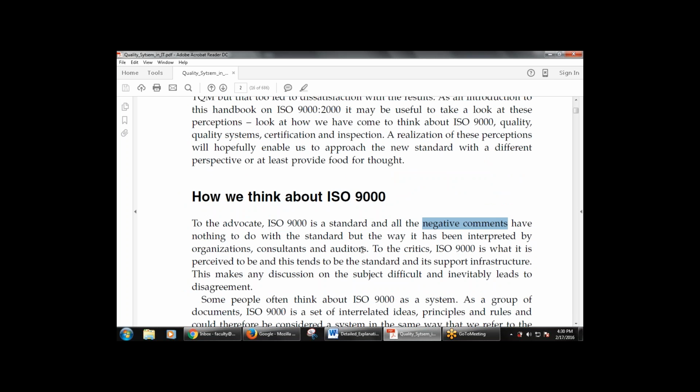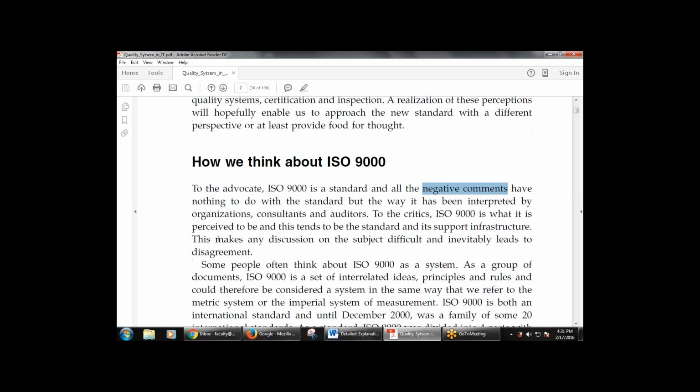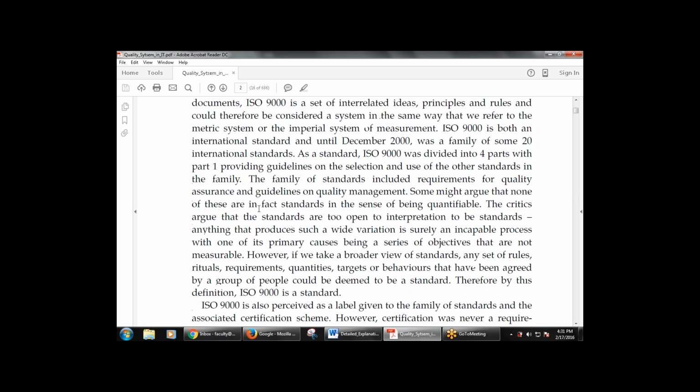the standard and its support infrastructure. That is, whatever the infrastructure, whatever the standard that is carried out, with the support infrastructure that is perceived to be the ISO 9000. This makes any discussion on the subject difficult and inevitably tends toward disagreement. So whatever the disagreement, whatever the difficulties that arise in the ISO 9000, they will be phased out by the ISO 9000 as a system, as a principle, as a standard.